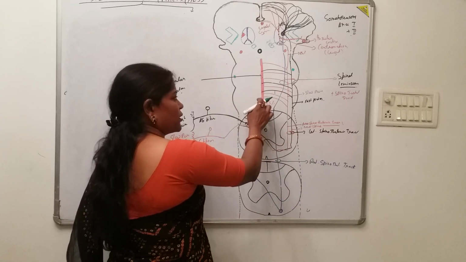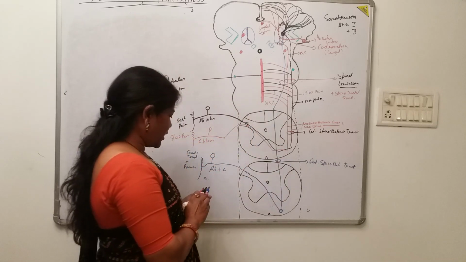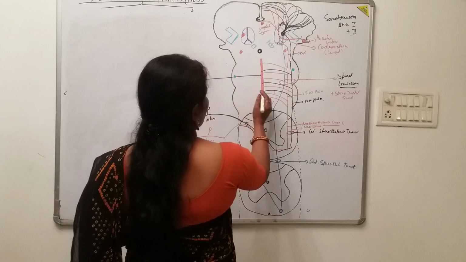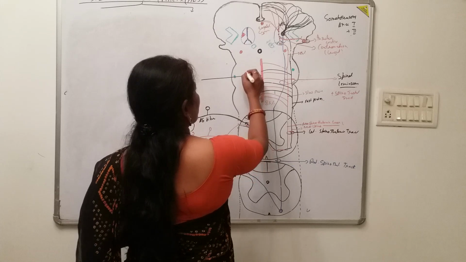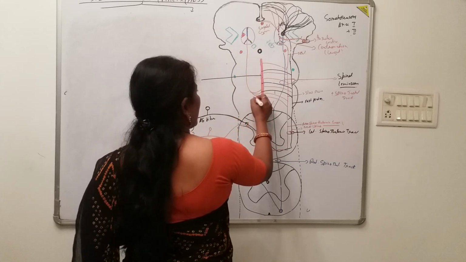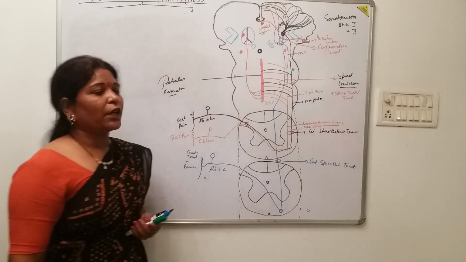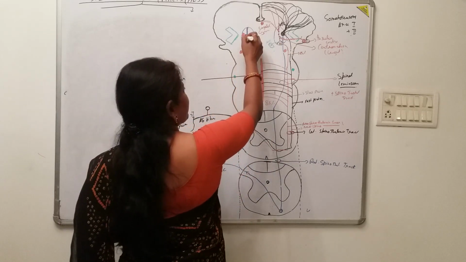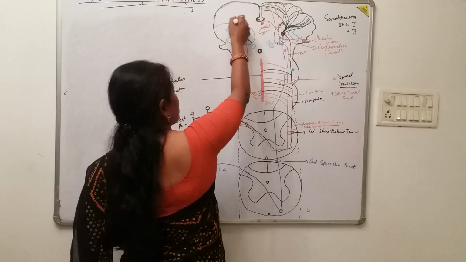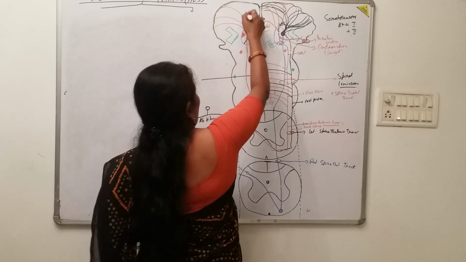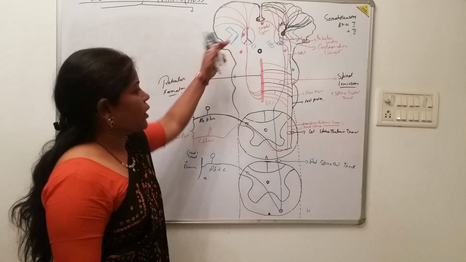Maximum termination is present here in the reticular formation. And from here, what happens? After this termination, the reticular fibers ascend upwards and again connect with the intralaminar nuclei of the thalamus, and from there nerve fibers originate and supply the different areas of the cortex and tell them that there is pain sensation. They alert the cerebral cortex to the pain sensation.